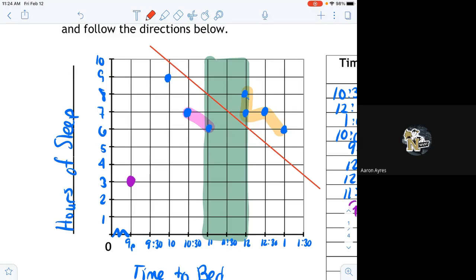This would be how many hours since noon? 13. So if you needed to use a point there, you need to call that an x-coordinate of 13 to get an accurate ordered pair when you're finding slope. This would be 13.5 if you wanted to use that one. All right. Find 2 ordered pairs on your line.